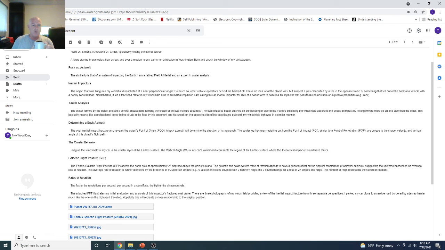This average rate of rotation is further identified by the presence of 9 Jupiterian stripes. For example, 9 Jupiterian stripes coupled with 9 northern rings and 9 southern rings for a total of 27 stripes and rings. The number of rings represents the speed of rotation. So the angular momentum of an approximate range around 25, 27 degrees, so on and so forth, is typically relative to an overall average that appears in different settings, okay?